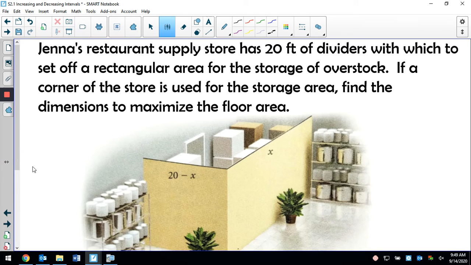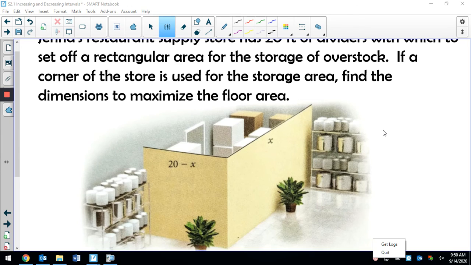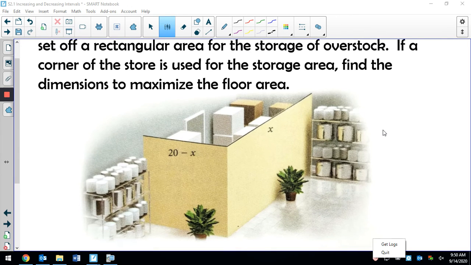Let's see, can I bring my picture back up? Maybe not. All right, I'm going to have you stuck without a picture. This one says, Jenna's Restaurant Supply Store has 20 feet of dividers with which to set off a rectangular area for the storage of overstock. If a corner of the store is used for storage area, find the dimensions to maximize the floor area.